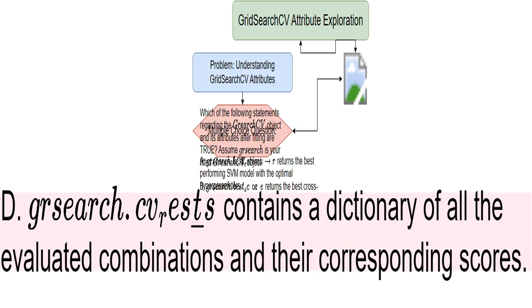The "cv_results_" attribute provides the most comprehensive information. It's a dictionary holding the scores and other metrics for all the hyperparameter combinations that were evaluated during the GridSearchCV process. Think of it as a complete log of the search.